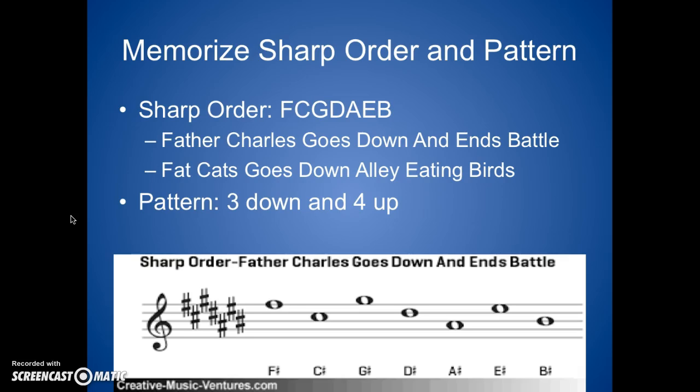But wait a second, shouldn't we go up 4 to A sharp and not down 4? The reason we go down 4 is because if you write A sharp by going up 4, we're going to go off the musical staff. So to prevent ourselves from going off the musical staff, we have to go down 4 to keep it on the musical staff.